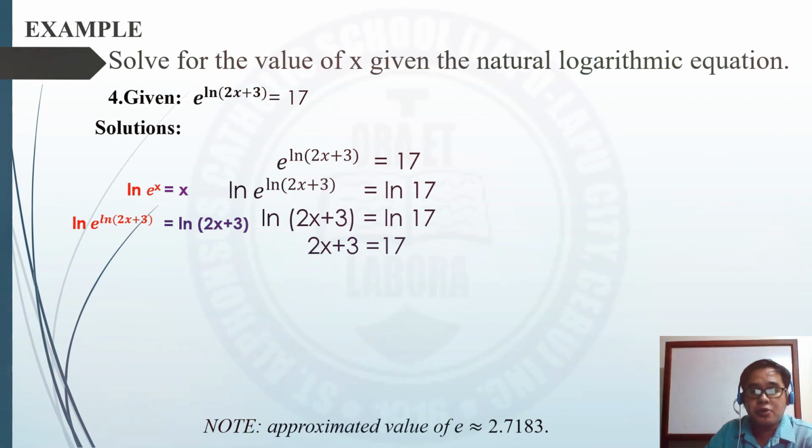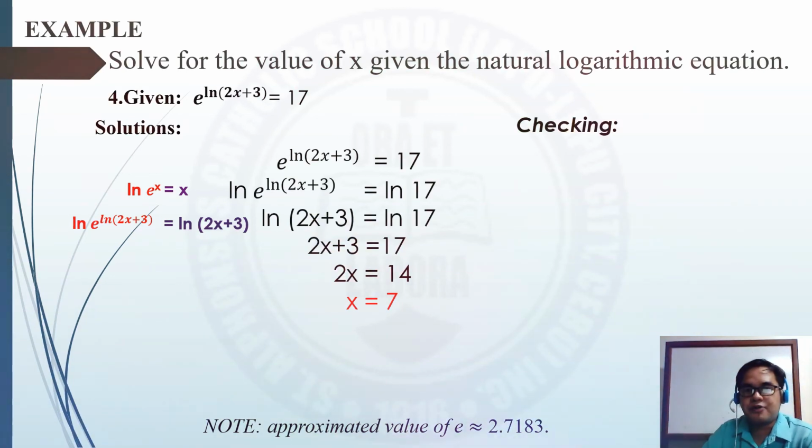After that, we are going to transpose 3 to the other side of the equation, and it will become 2x is equal to 17 minus 3. 17 minus 3, the answer is 14. Now, in order for us to get the value of x, we have to divide both sides of the equation by 2, and x is equal to 7.